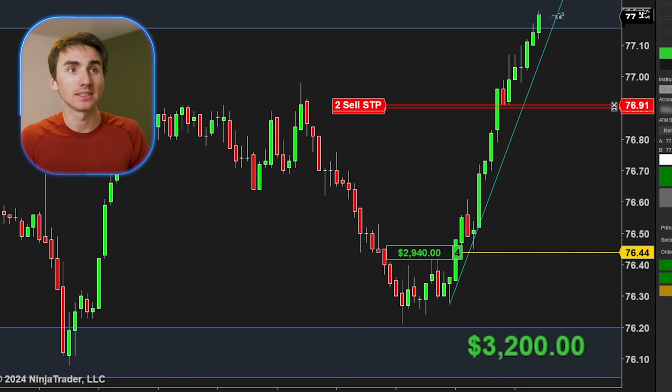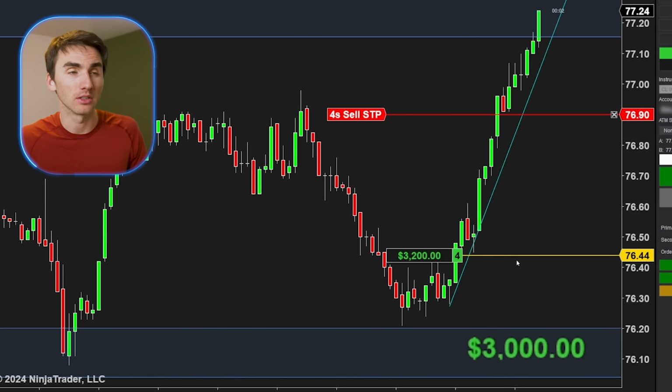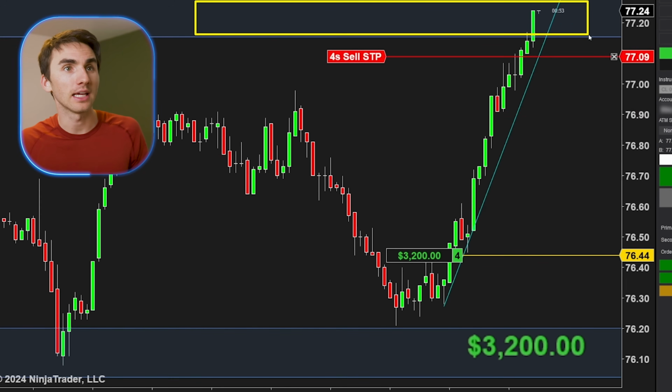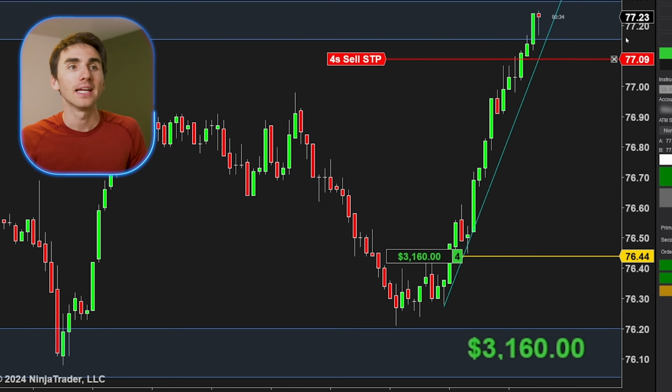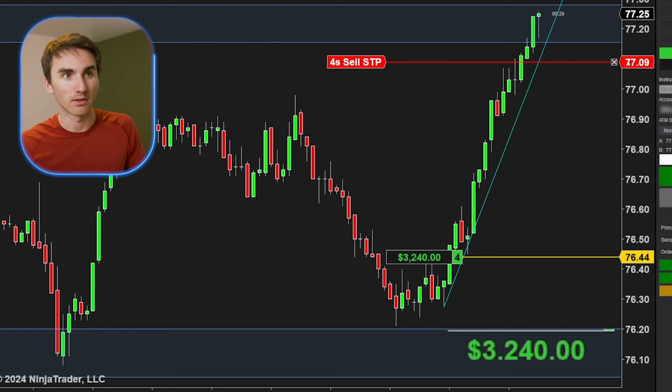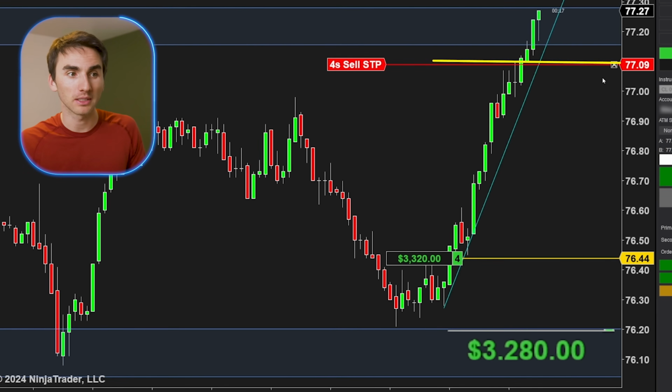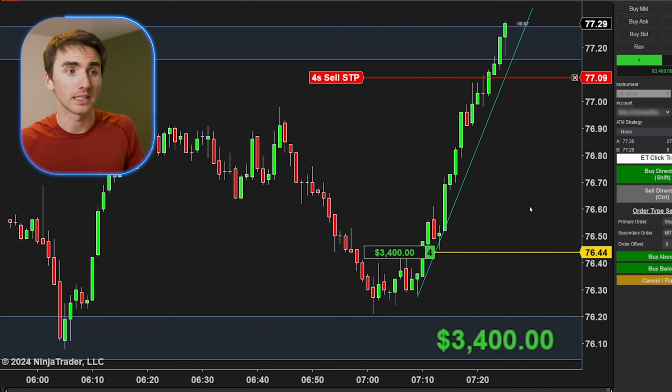My target here, you can see now that we're getting up to here, we're in a support level that I've drawn from previously in the chart. And that's where I'm gonna expect things to slow down. And so you can see I've moved my stop loss up here. We're up a lot more money now.